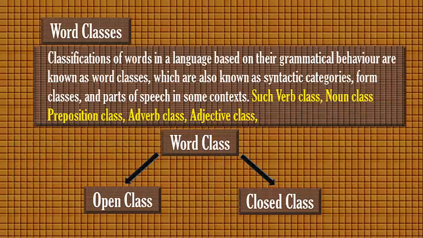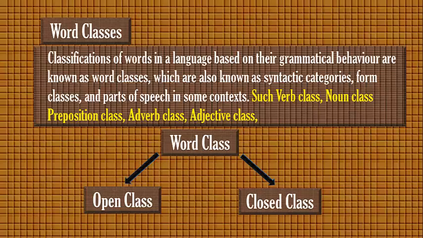At the end of the video, let's discuss word classes. Though it is not directly related to morphology, yet I feel they are necessary to know. Defining word classes, I presume that you already know what parts of speech are. Classification of words in a language based on their grammatical behavior is known as word classes, which are also known as syntactic categories, form classes, and parts of speech in some contexts, such as verb class, noun class, preposition class, adverb class, adjective class, pronoun class, conjunction class.